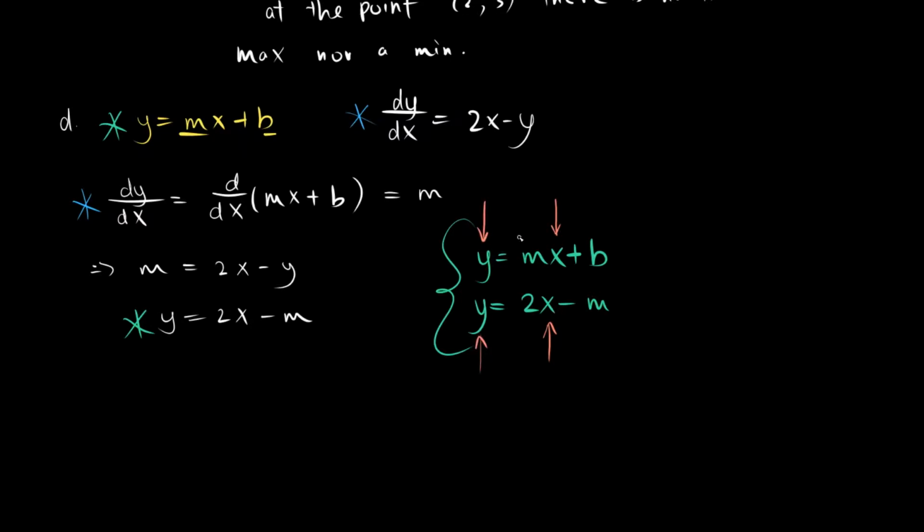Therefore, we can assume that these coefficients and these constants are the exact same. So from this, we can conclude that 2 is equal to m, and b is equal to negative m. We've already established that m is 2, so b is equal to negative 2. So now let's take a look at question 5.